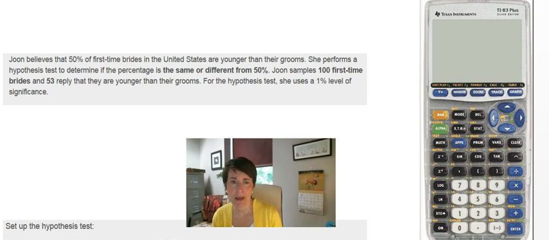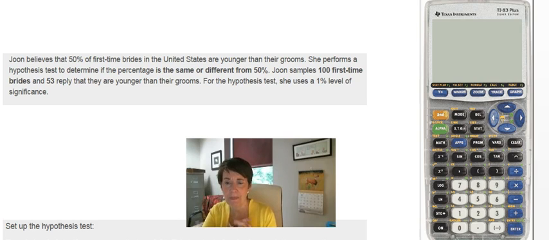So this problem is about June, who believes that 50% of first-time brides in the United States are younger than their grooms. So she performs a hypothesis test to determine if the percentage is the same or different from 50%. She's sampling 100 brides, and 53 reply that they are younger than their grooms. So this is the hypothesis test. She's using a 1% level of significance.